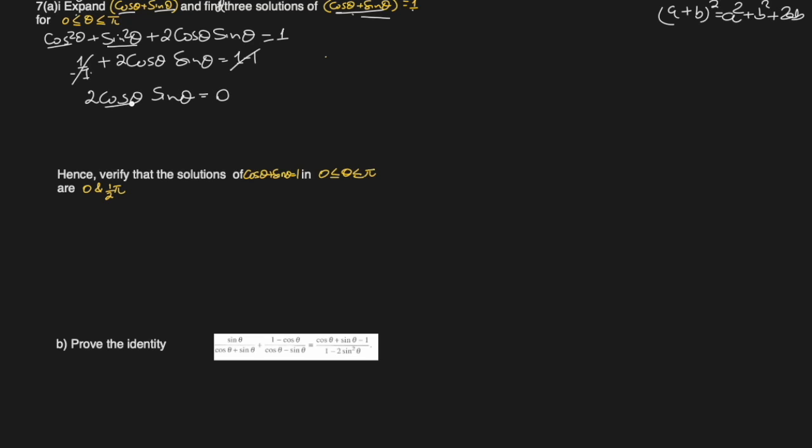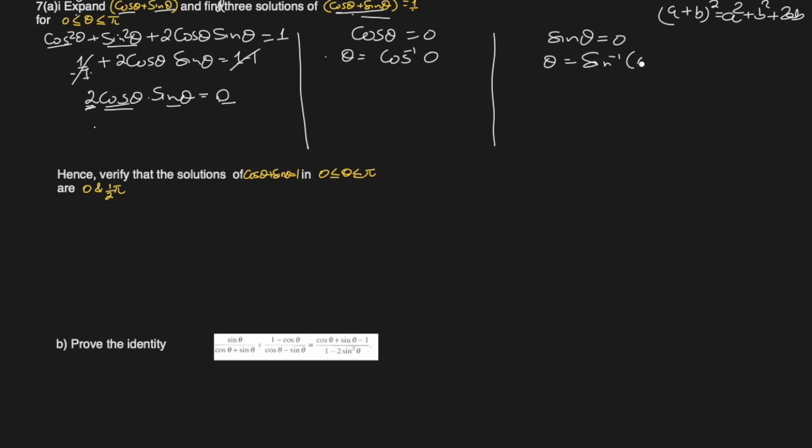When expressions multiply and their product is 0, in this case there are 3, they are individually equal to 0. 2 cannot be equal to 0, so we'll ignore it. But it is possible that cos theta is 0 or sin theta is 0. So this gives us 2 options: cos theta is equal to 0 or sin theta is equal to 0. That means theta is cos inverse 0, or theta equal to sin inverse 0.